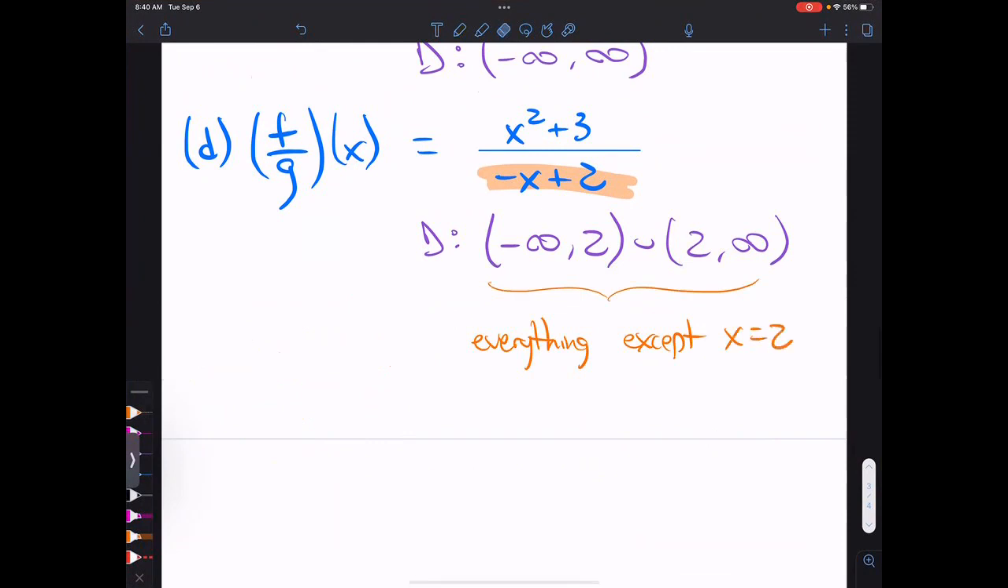Think of that as everything except for x equals 2, because 2 is the place where I would get 0 in the denominator, but division by 0 is undefined. It makes things behave badly. That's what's going on there.